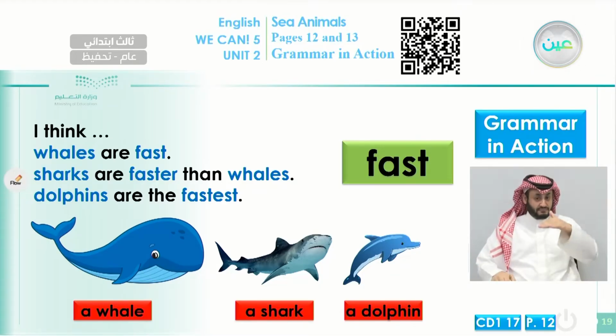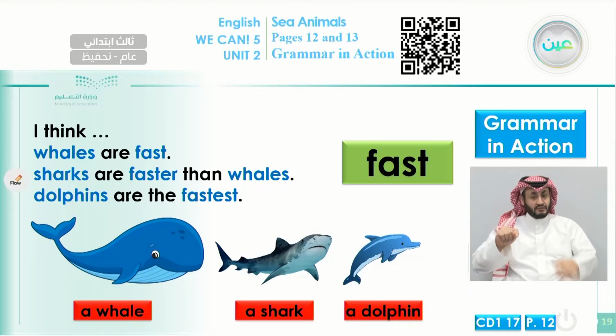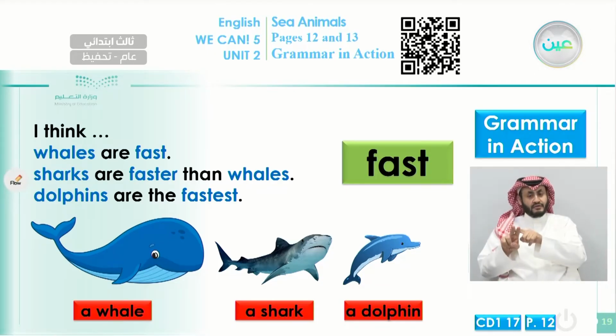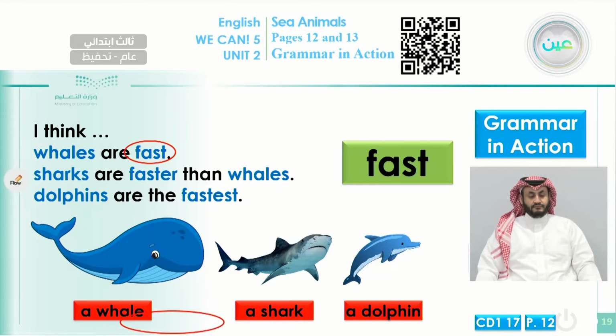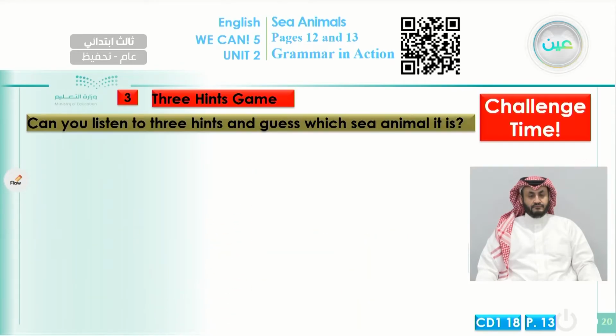Okay, so your colleague now is introducing her opinion, saying I think. She thinks that whales are fast, but sharks are faster than whales, comparing sharks to whales. But dolphins are the fastest among the three, because here we're talking about plural, more than one. Okay, now let's move on. This is fast, as we said, faster than and the fastest.